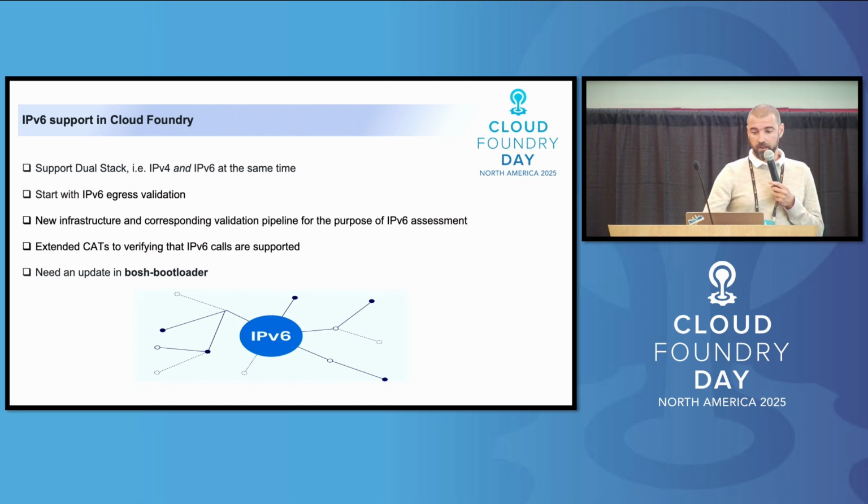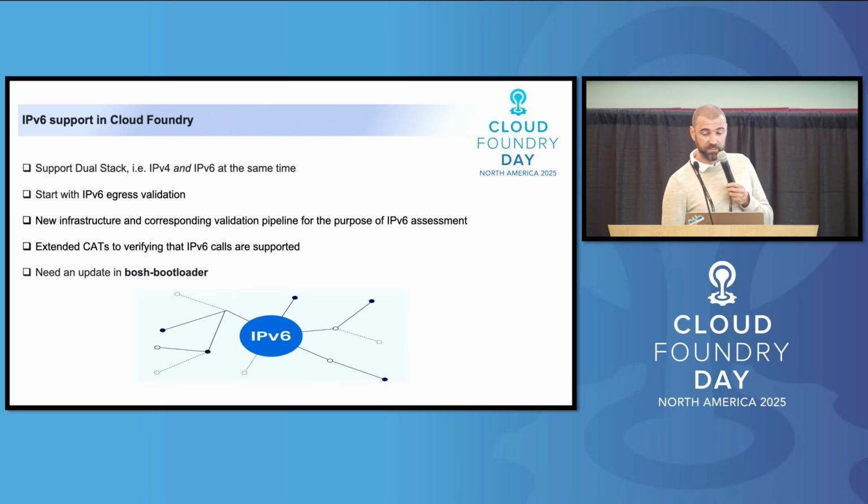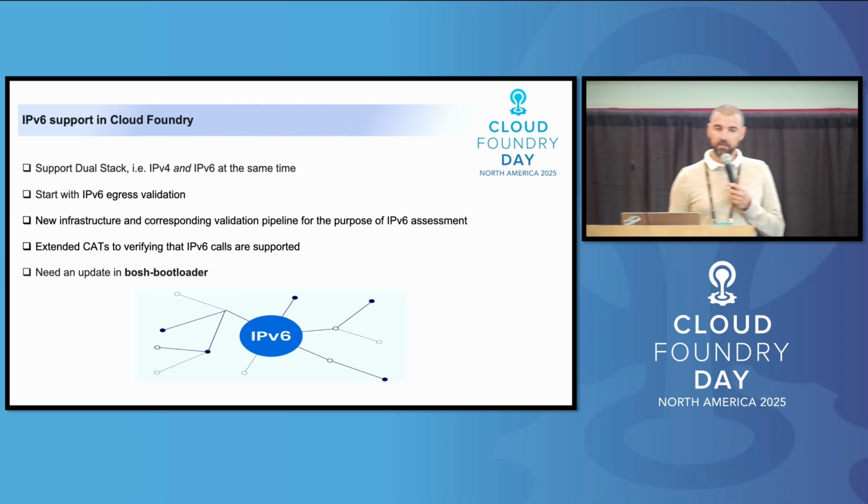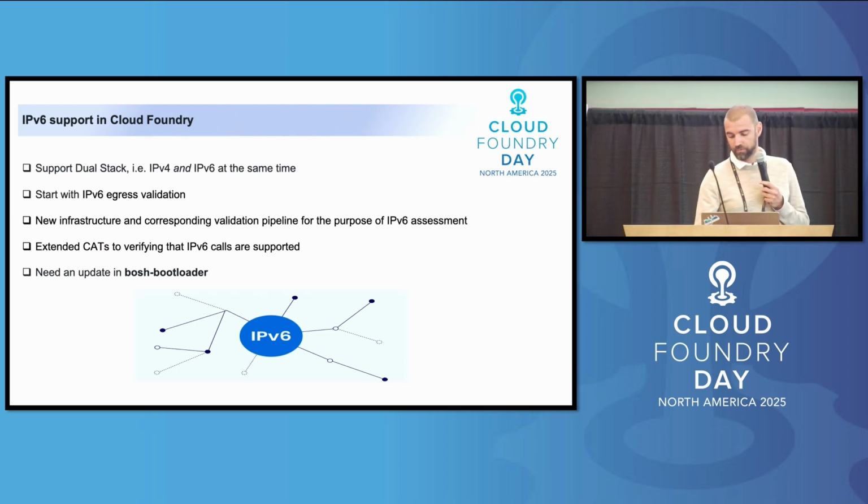Another important topic, Alex already described in detail regarding IPv6, but from our side, from the Application Runtime Deployments group, we also contribute to IPv6 support in Cloud Foundry. We provide an infrastructure that supports dual stack, version 4 and version 6, at the same time. We extended our acceptance tests to verify that v6 calls are also supported. But to adopt v6 in CF deployment and other projects, we will need an update in the BOSH Bootloader project.